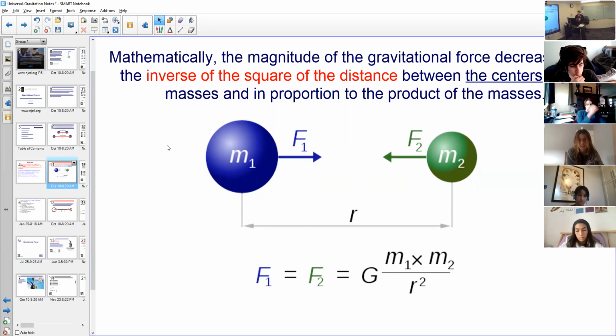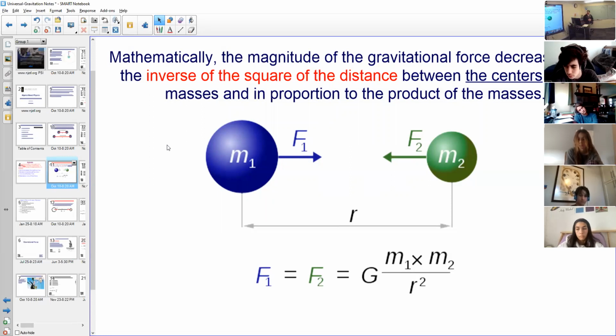So if I double the radius, if I double the distance, it doesn't just cut the force in half, it cuts it in 1/4. If I triple the distance, it doesn't just cut the force by 1/3, it cuts it by 1/9. Okay. So it's an important thing to remember.